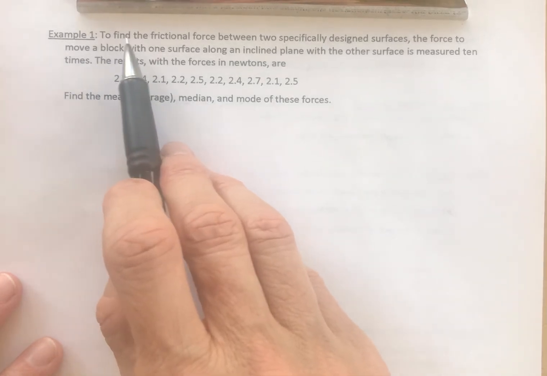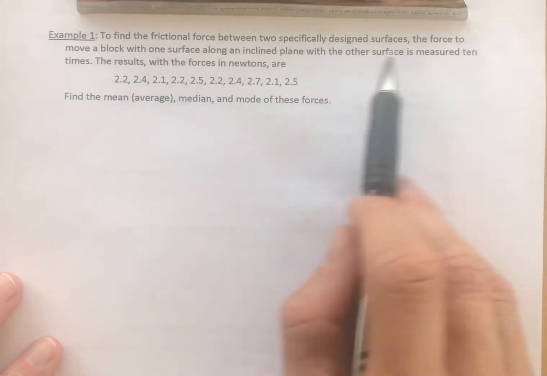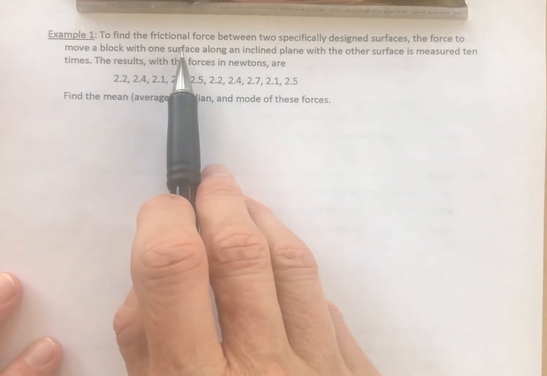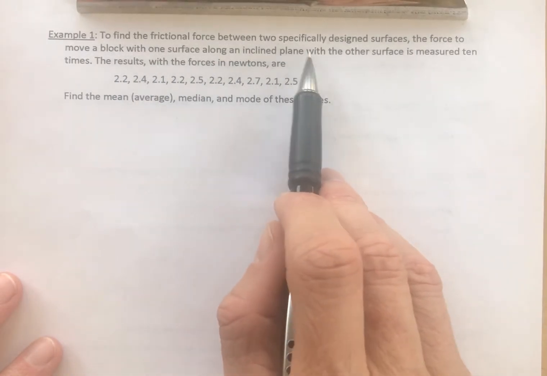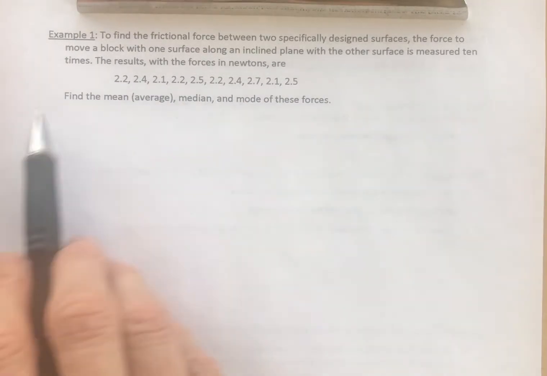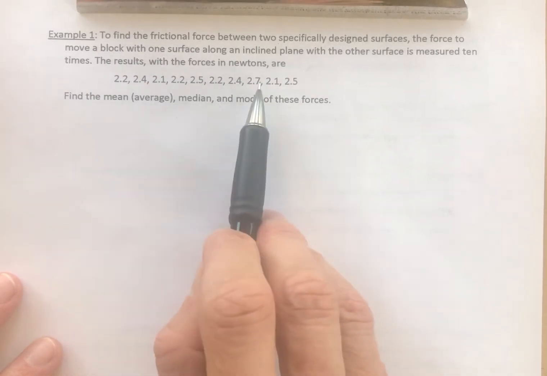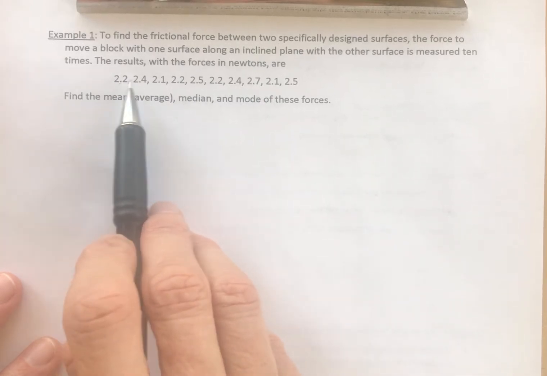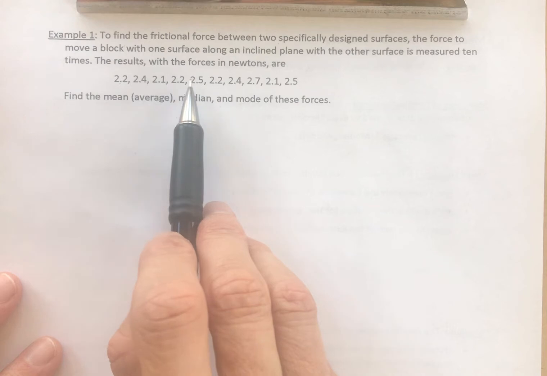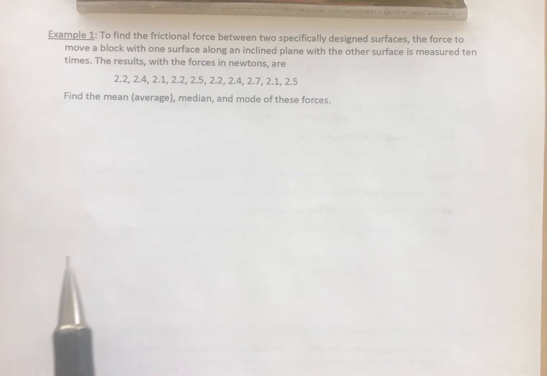Example 1, to find the frictional force between 2 specifically designed surfaces, the force to move a block with one surface along an inclined plane with the other surface is measured 10 times. The results with the forces in newtons are, so we have 10 force measurements here in newtons: 2.2 newtons, 2.4, 2.1, 2.2, 2.5, 2.2, 2.4, 2.7, 2.1, and 2.5. Find the mean, the median, and the mode of these forces. Okay, let's go to Desmos.